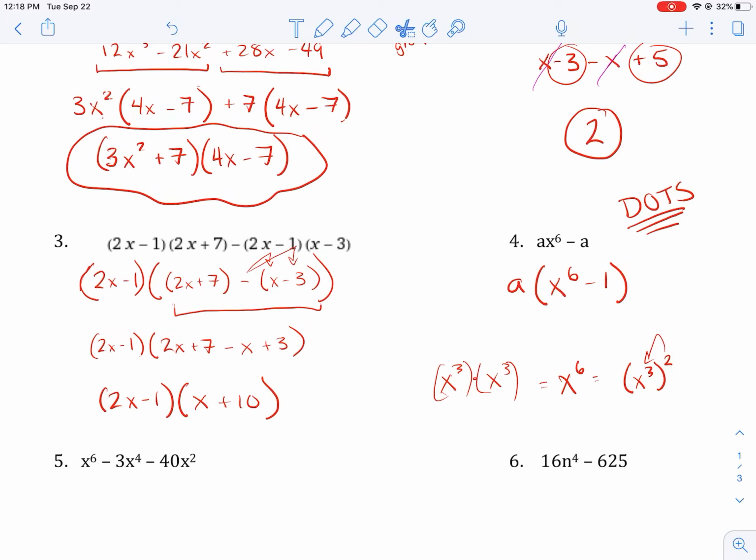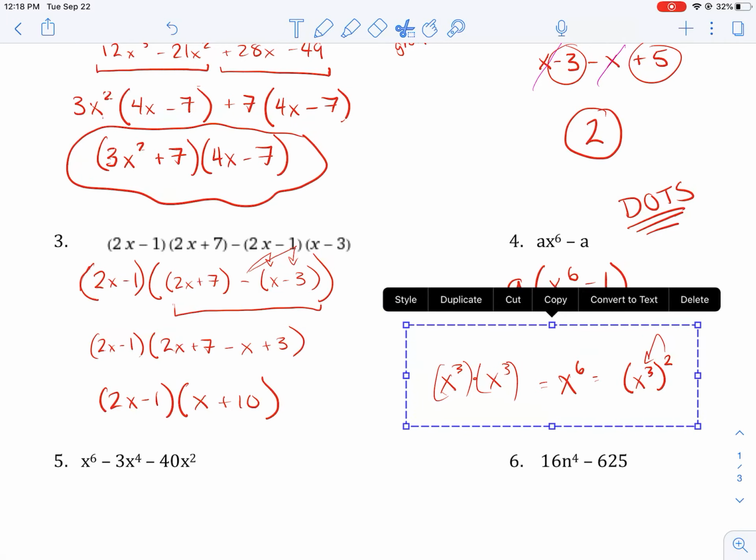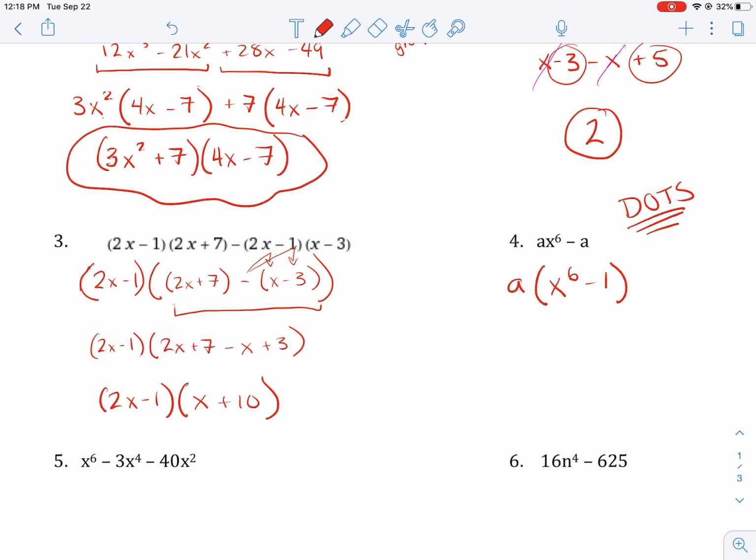So in this case, x to the 6 minus 1 is an example of a DOTS problem, or a difference of two squares. You see the minus sign in between them? We'll just know it's a difference of two squares. So remember our rule: a squared minus b squared, not plus, hold on, difference, is equal to a plus b times a minus b. And so in this case, our thing being squared is actually x cubed.